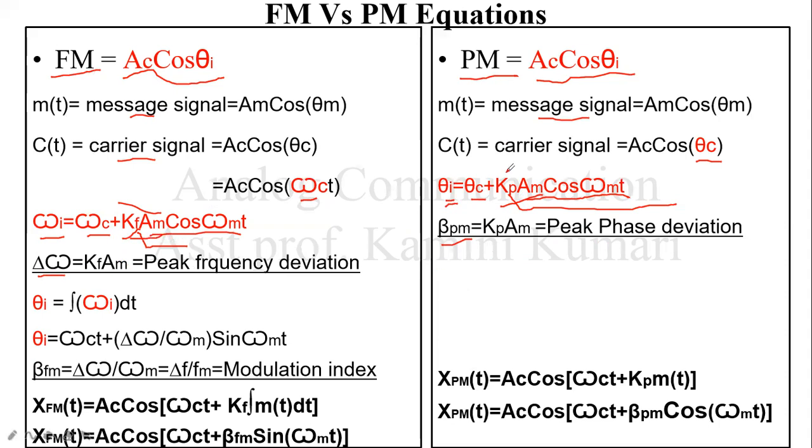So in the case of FM, we call kf Am delta omega. In the case of PM, we call kp Am beta PM, that is the peak phase deviation, and in the case of FM, it is the peak frequency deviation. So in the case of FM, you can see what the equation actually is. The equation of the frequency modulated wave is Ac cos theta i. So we need to have this theta i term. So to get this theta i term, what do we need to do?